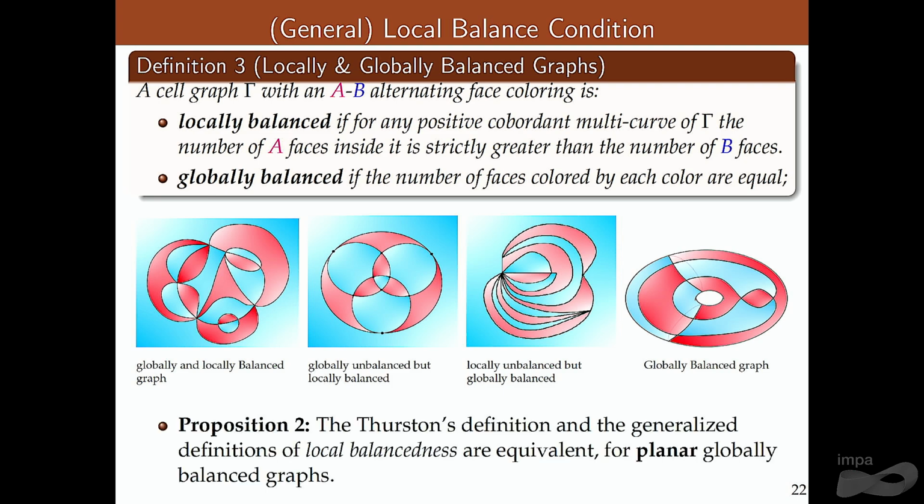Proposition: the definition of local balance given here is equivalent, in the planar case, to the one that Thurston introduced, using only one Jordan curve. It's a simple exercise.